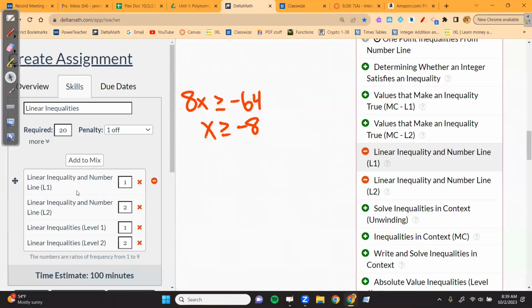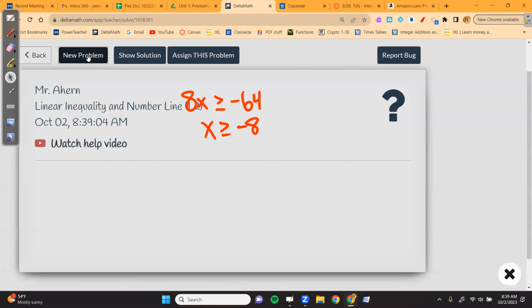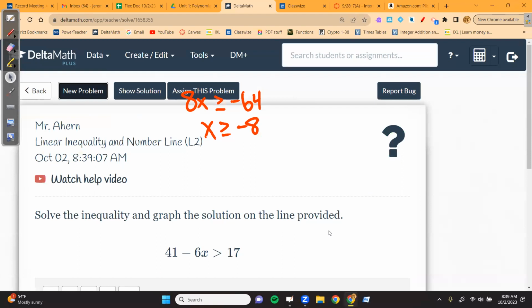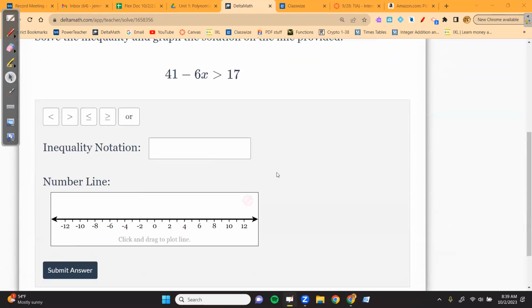You're also going to see problems like this. Oops, that's a terrible example. Let's see if we can find something more exciting than that. Yeah, this is better. Let's do this one. What would I do first on this problem? Good job, you guys. Let's subtract that 41 from both sides. So I'm going to drop down my negative 6x. I'm going to keep it still is greater than, what's 17 minus 41? Nice. Last step.